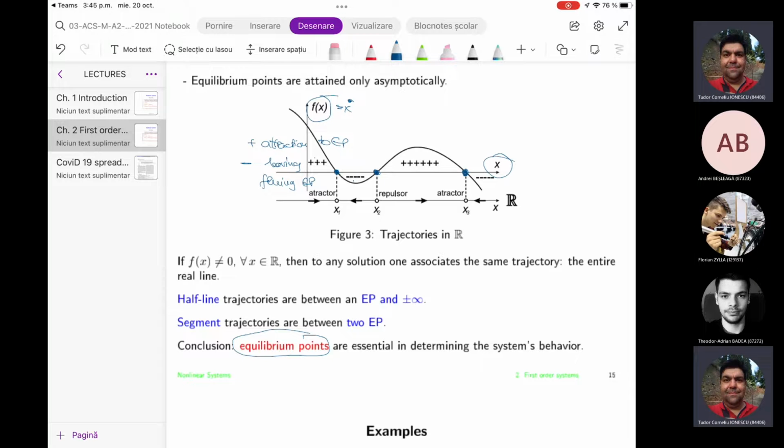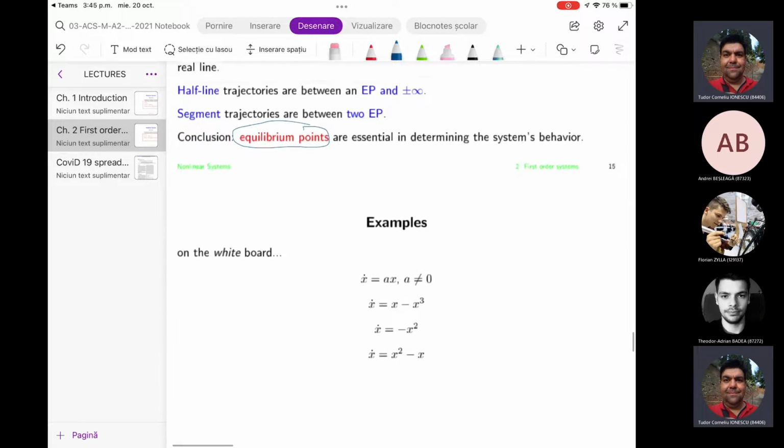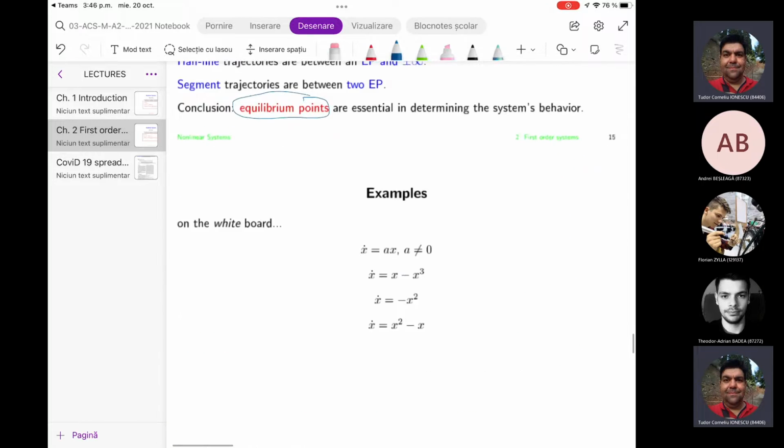If you remember from physics, you used to do static models. That was for a good cause, because the static model was telling you something about the dynamics of the system.